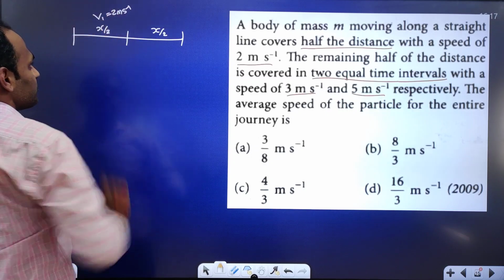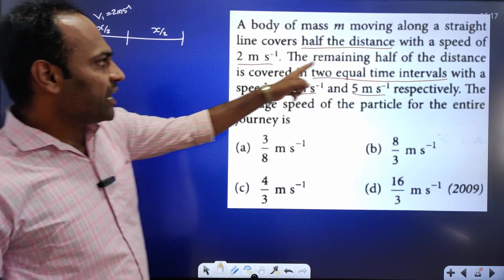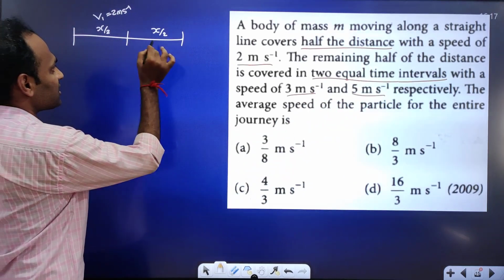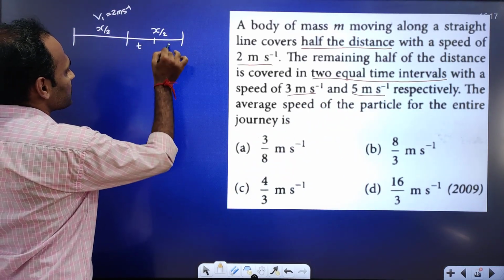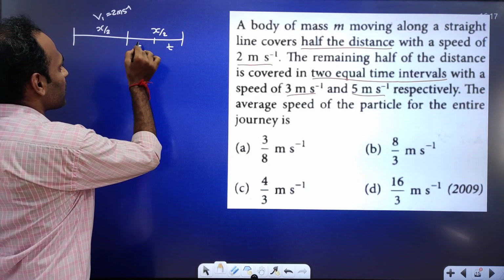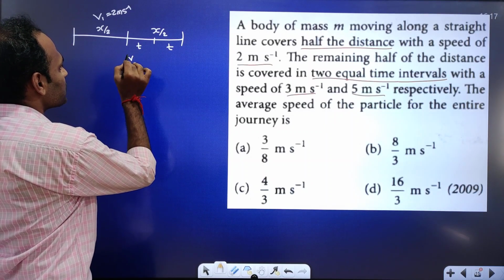So here it is traveling with a speed of 2 meter per second. The remaining half distance is covered in 2 equal time intervals, t and t. But the speeds are different. In the first half, x/2, t time was traveled, and here what is the speed?